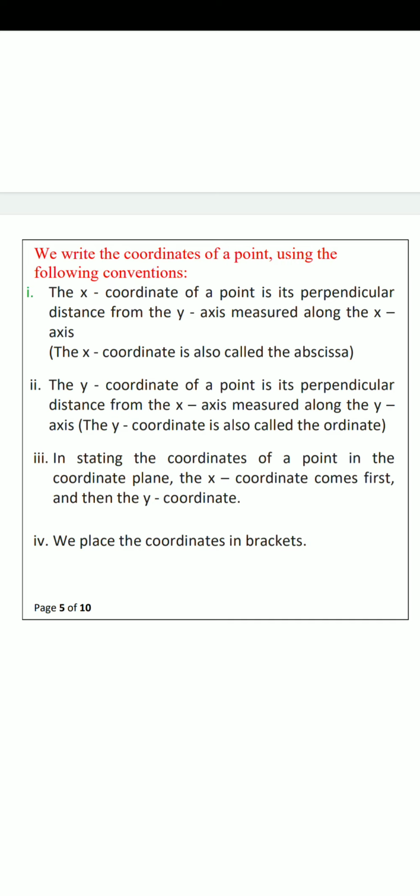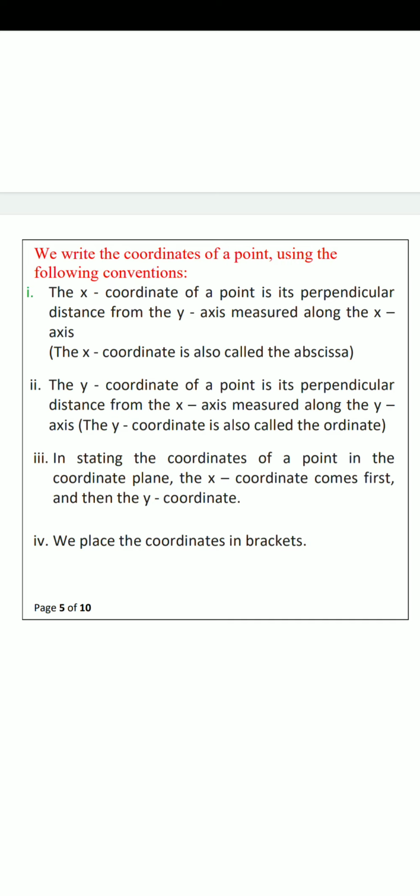And the third point you have to remember: in stating the coordinates of a point in the coordinate plane, the x coordinate comes first and the y coordinate second. It is a fixed rule. You can't change this. The first number is called the x coordinate, and the second number will always be the y coordinate. We are making this a fixed rule, so there will not be confusion. That is the standard rule, so everyone can easily understand.